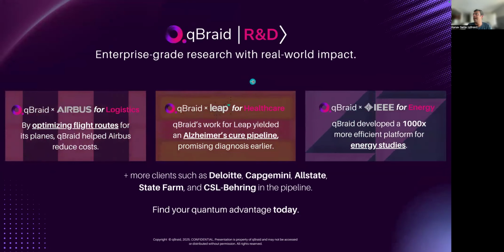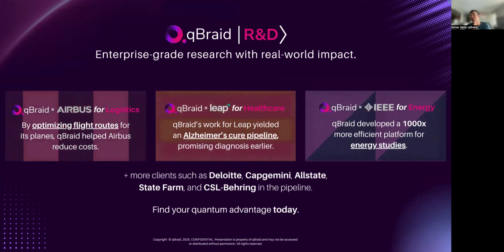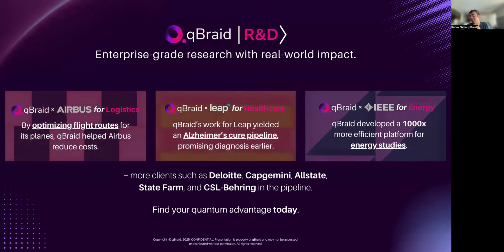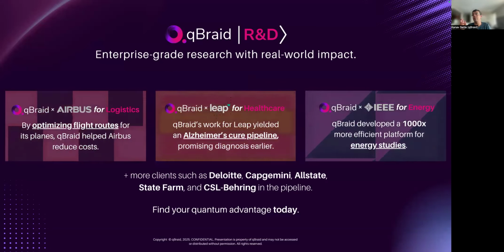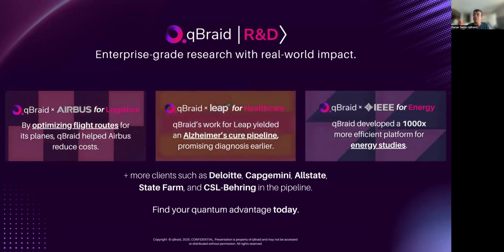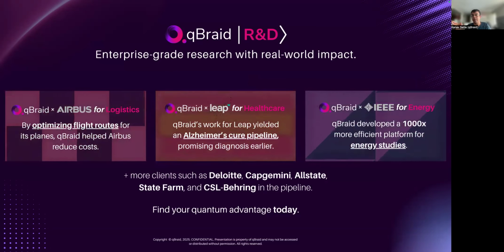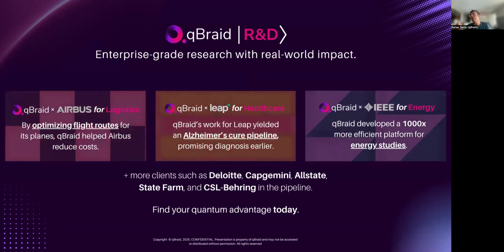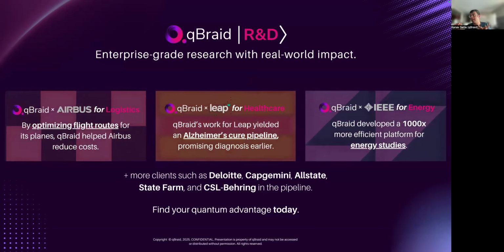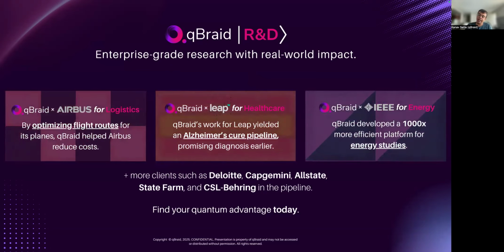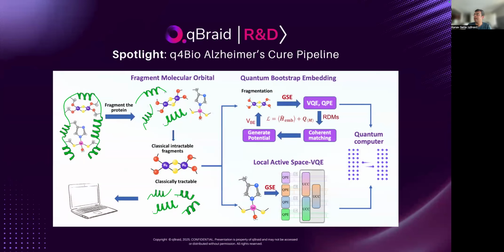qBraid R&D, this is where we work with many of the enterprise customers like Airbus, Welcome Leap, and many others, where we focus on particular enterprise-grade problems, such as optimizing flight routes, or figuring out how corrosion progresses in different kinds of materials, or the molecular-level interactions that show up in Alzheimer's. And the platform has been gaining a lot of capability. Before I talk about that, there's a quick overview of the Alzheimer's pipeline that I was talking about.